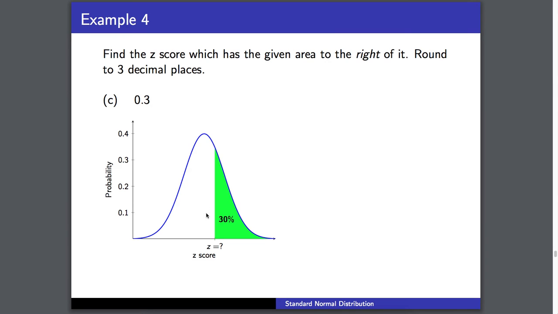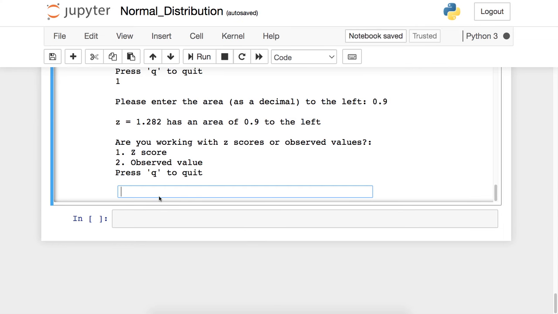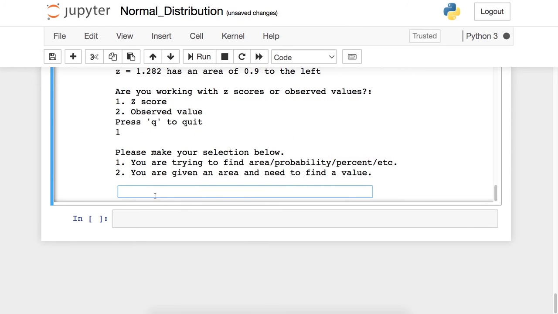So in this case, if 30% or 0.3 are above this z value, that means 70% are below. So this would be the equivalent of finding the z-score for the 70th percentile. A couple of different ways you can approach these problems, but we'll just go with the information that we have. So we have 30% above, so we're working with z-scores, option 1. We're given the area, so 2.